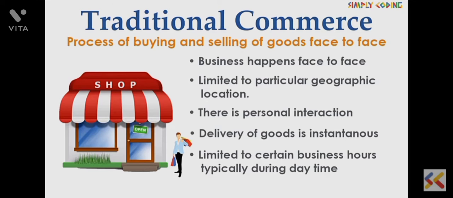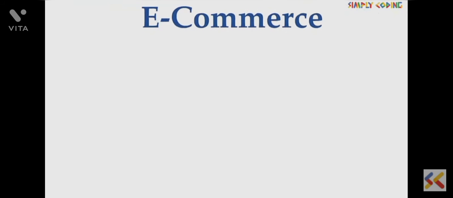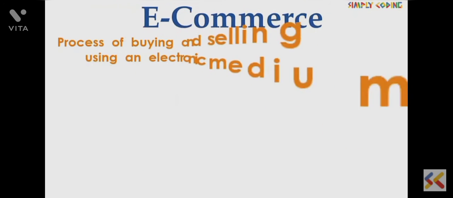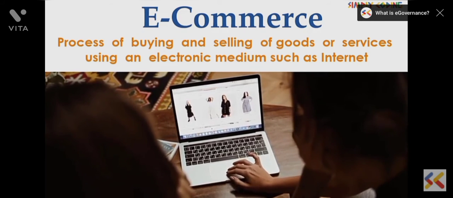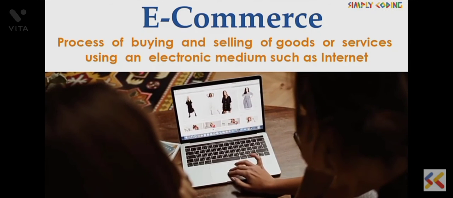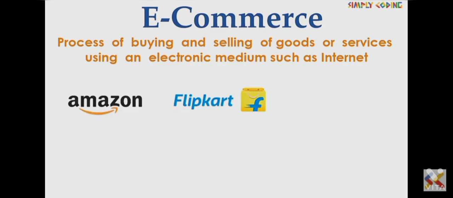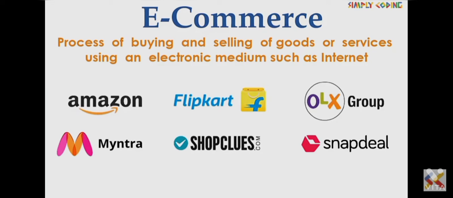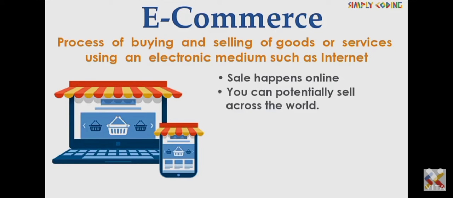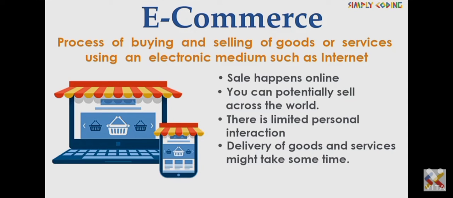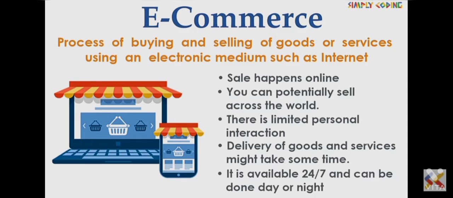With the advent of the internet came e-commerce. E-commerce can be defined as the process of buying and selling of goods or services using an electronic medium such as the internet. Example, Amazon, Flipkart, OLX, etc. Here the sale happens online, so you can potentially sell across the world. There is limited personal interaction, and delivery of goods and services might take some time. It is available 24/7 and can be done day or night.